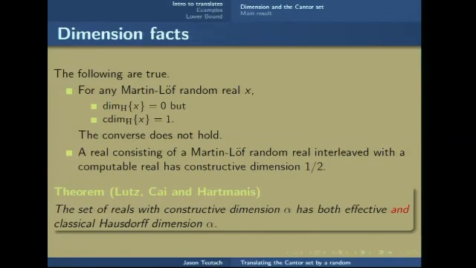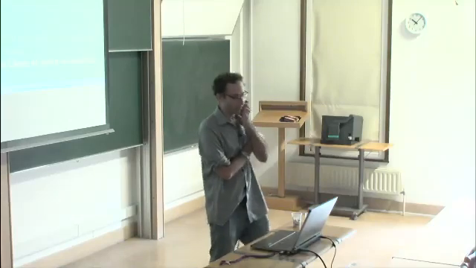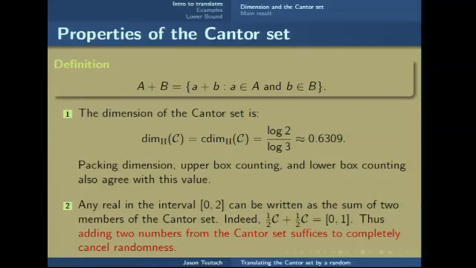So, for example, the set of reals with constructive dimension alpha has both effective and, in fact, classical Hausdorff dimension alpha. So the first part is sort of immediate from the previous slide, but you can get a little bit more than that in the classical case as well. So I'm going to use this notation here. A plus B, if A and B are sets, is the set of all points a plus b, where a is in A and b is in B.